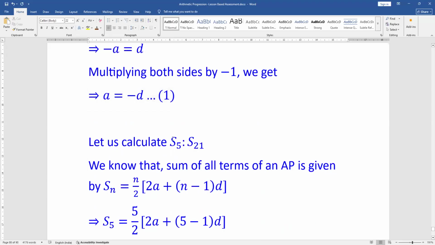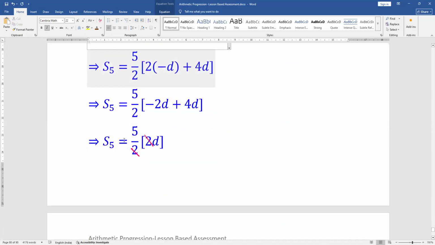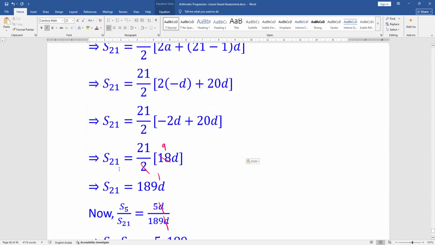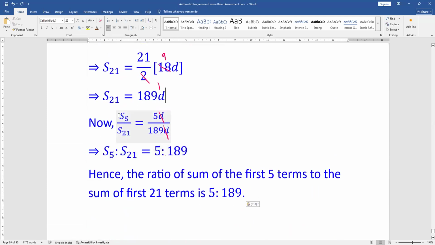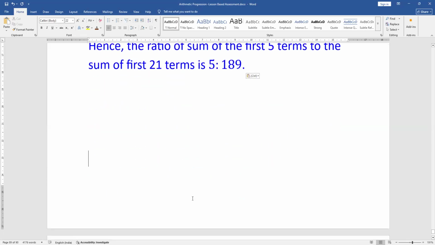Then we need to calculate S5 is to S21, which is asked in the problem. So now I used the SN formula, and in that SN formula, we found S5 separately, and also found S21 separately. Then to find the ratio, just divide one by the other, and finally write it in the form of ratio as 5 is to 189. So this is our final conclusion. Okay, so that is the problem solution. Now I move on to the next question.